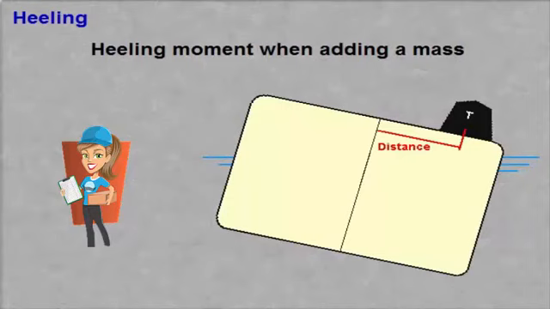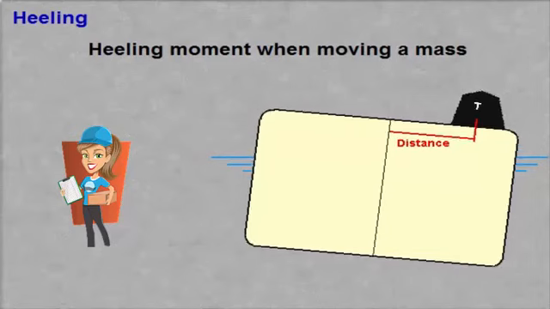A mass added which is not on the centre line of the ship will make the ship heel due to the heeling moment created by the added mass. The heeling moment is dependent on the weight of the mass and its distance from the ship's centre line. G moves towards the added mass.